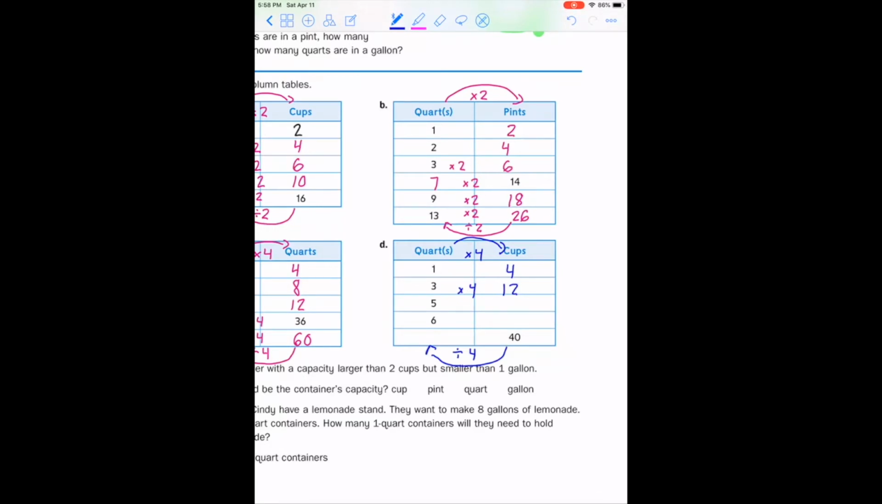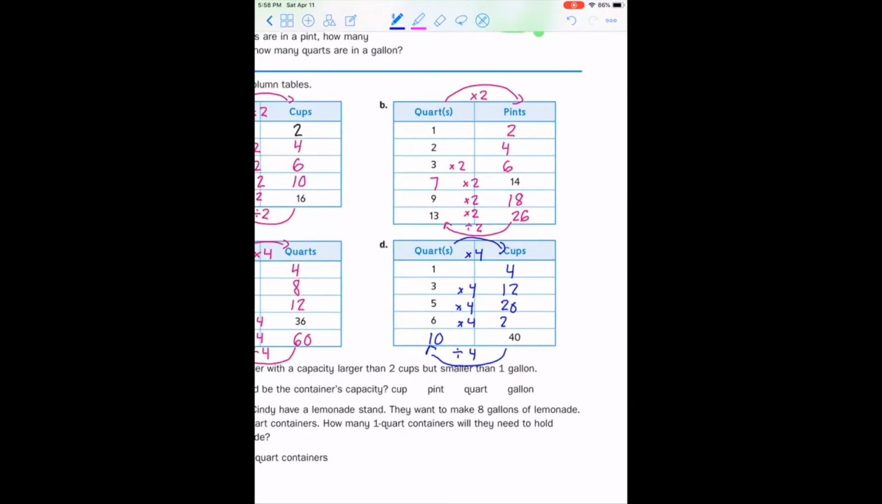5 quarts is 20 cups. 6 quarts is equal to 24 cups. And now remember, 40 divided by 4 would give me 10. And to double check my answer, I'm going to do multiplication.